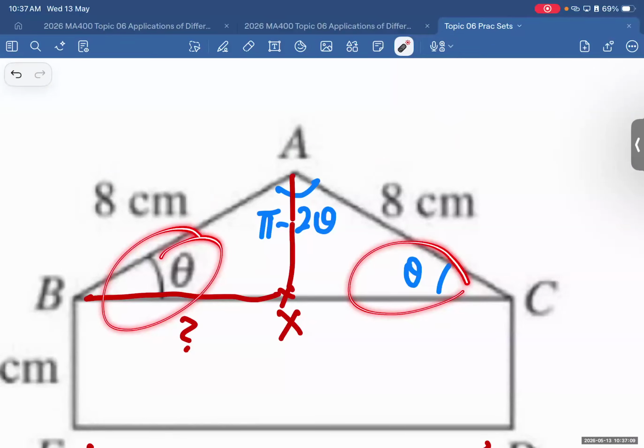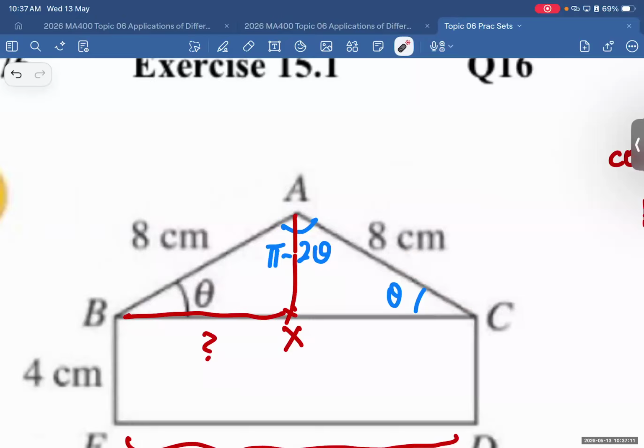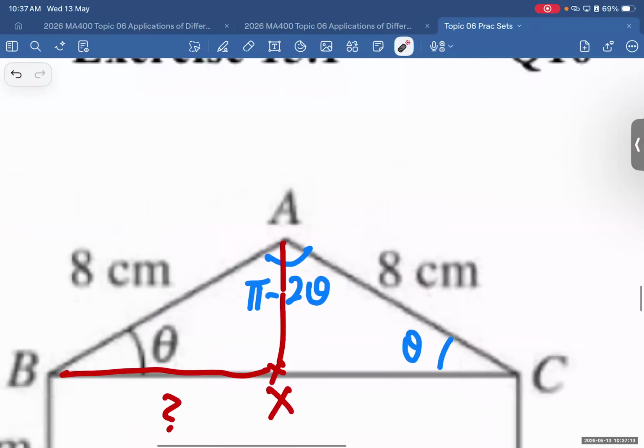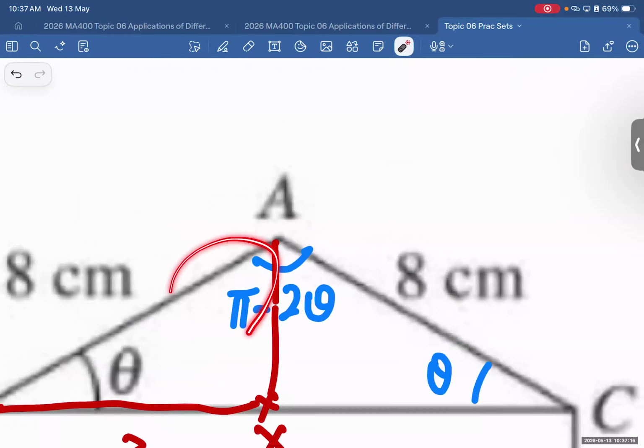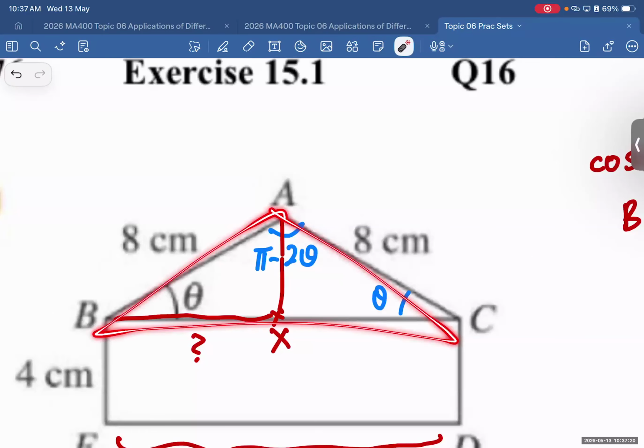Just remember, those doing practice set 4, in differentiation and integration we always use radians. So do not use 180. Use pi. Okay, so far? So this is pi, right? Pi minus 2 theta. Fair enough.